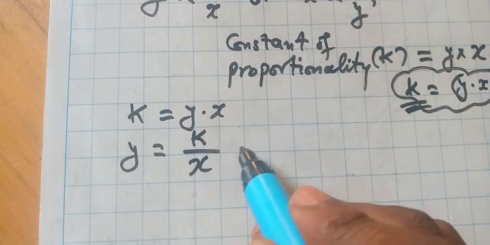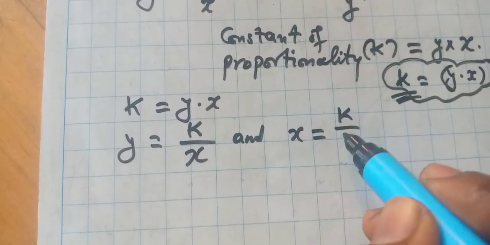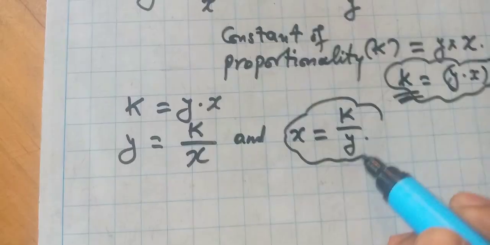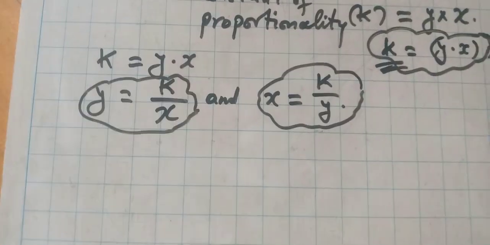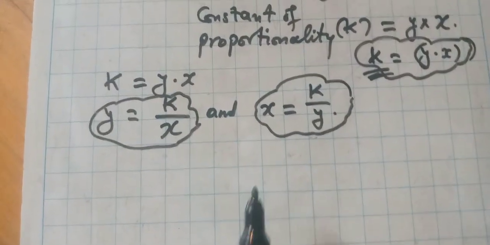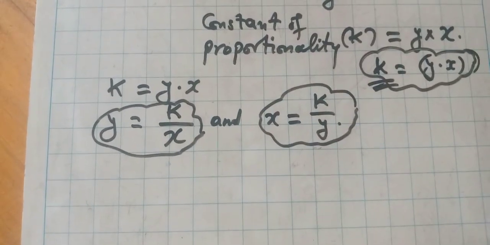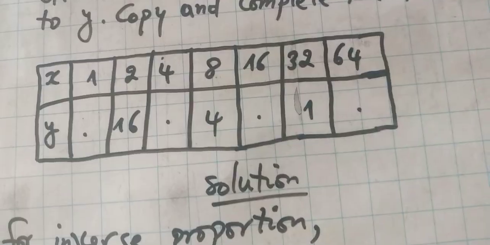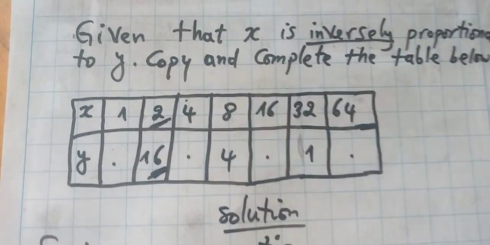You can even find x, which is equal to k divided by y. Those are two simple formulas to calculate the value of x and y when you have inverse proportion. From the above question you have, you see we have x, we have also y. We can find the k, constant of proportionality.